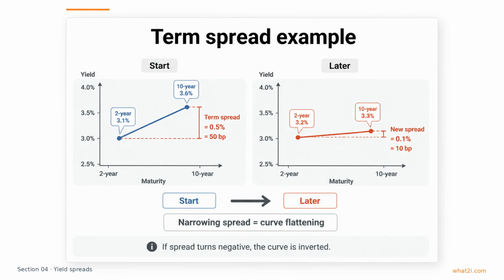Term spreads work differently because both bonds usually have the same credit quality but different maturities. Suppose the 10-year treasury yields 3.6% and the 2-year yields 3.1%. The spread is positive 0.5% or 50 basis points, which indicates a normal upward slope. Later, if the 10-year falls to 3%, and the 2-year rises to 2%, the spread shrinks to only 10 basis points. That narrowing means the curve is flattening. If the spread were to turn negative, the curve would be inverted.